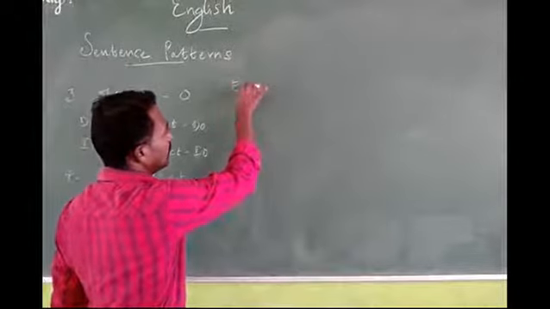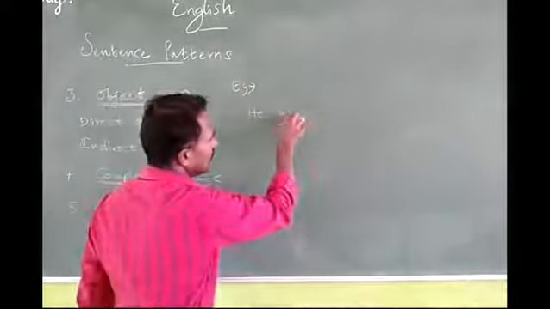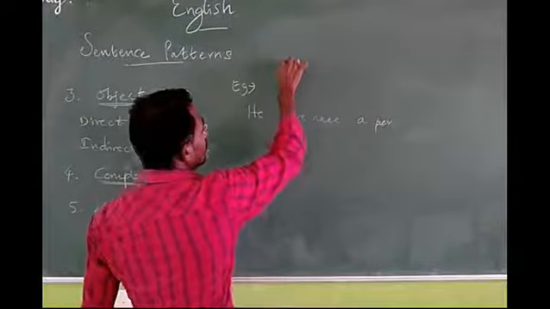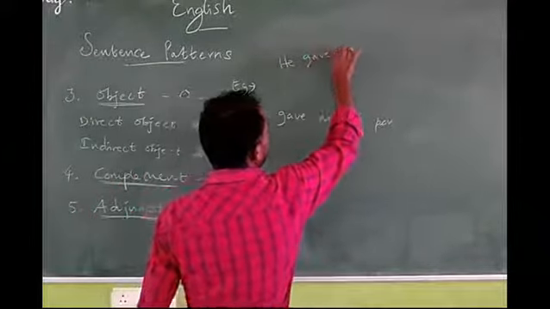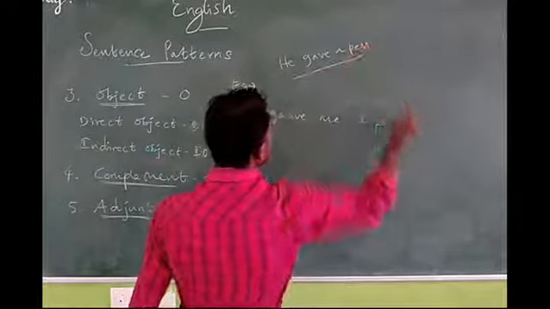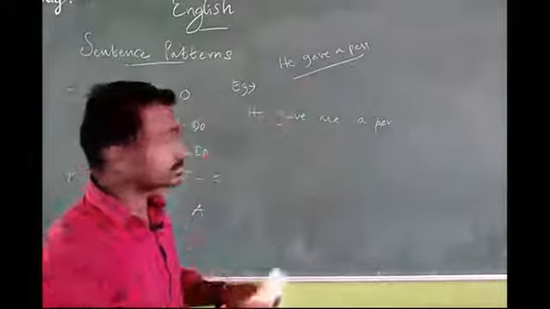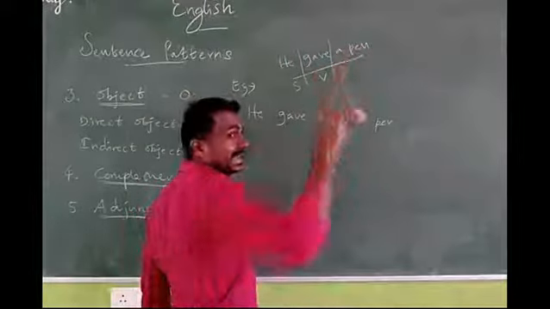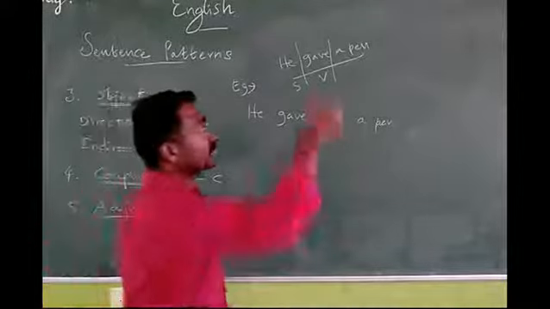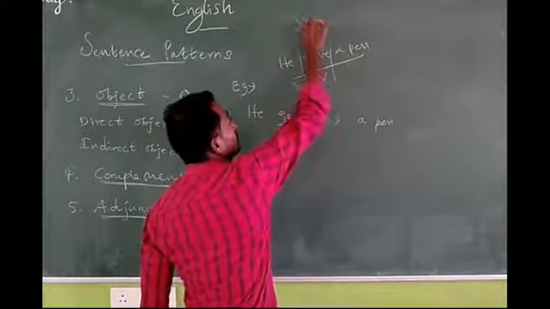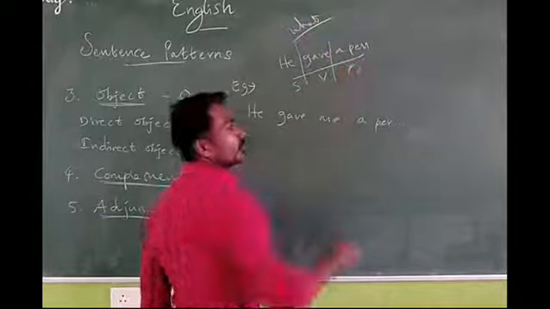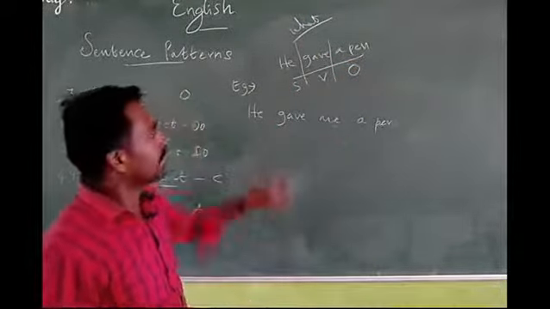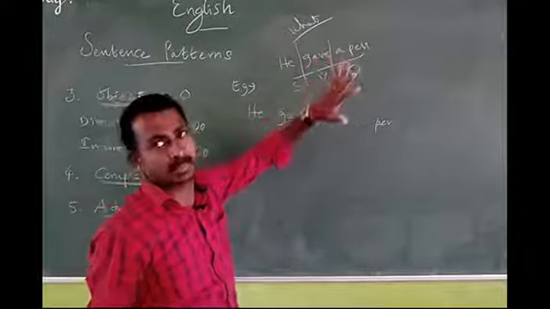For example, he gave me a pen. See the sentence. He is the subject, and gave is the verb. What did he give? Which answers the question what? That you can easily identify. And also the main verb is followed by the object, and the subject is doing something.